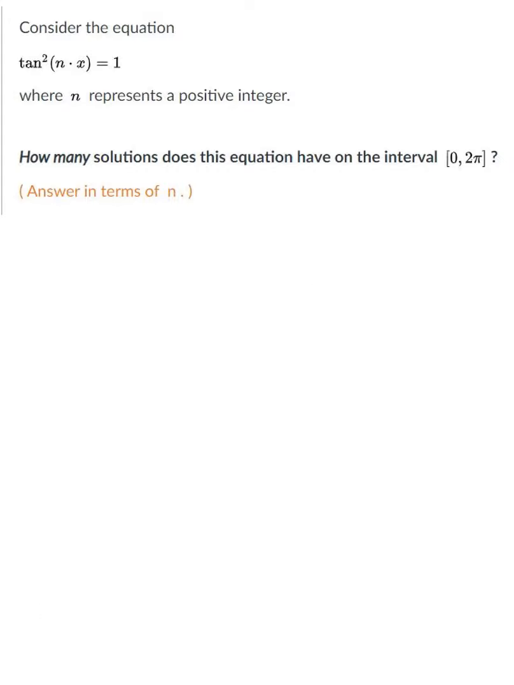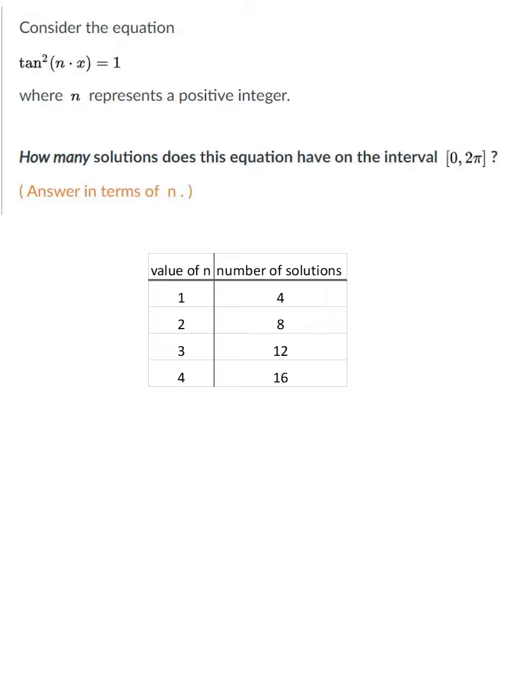Here's a summary of what we just found. That if n is 1, 2, 3, or 4, there are either 4, 8, 12, or 16 total solutions on the interval from 0 to 2 pi. And once you see all this, it should be pretty clear that in general, there are 4 times the value of n solutions to this equation. And that's technically the answer to this problem for n.